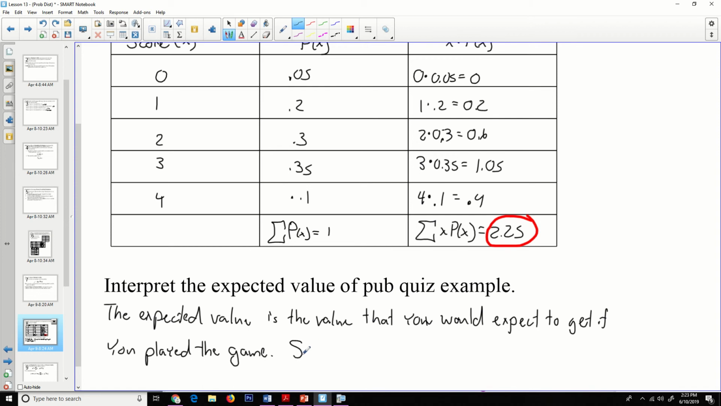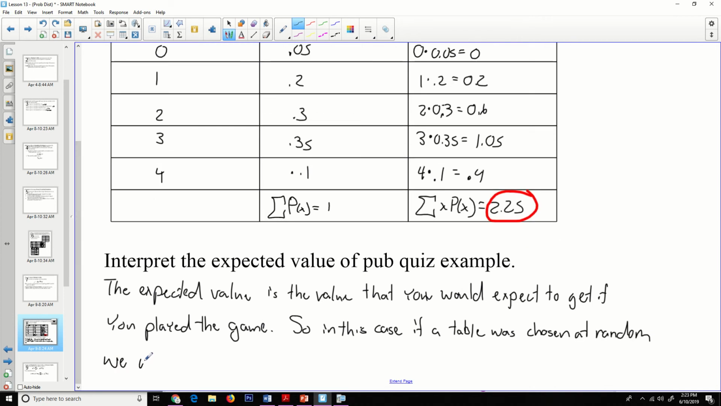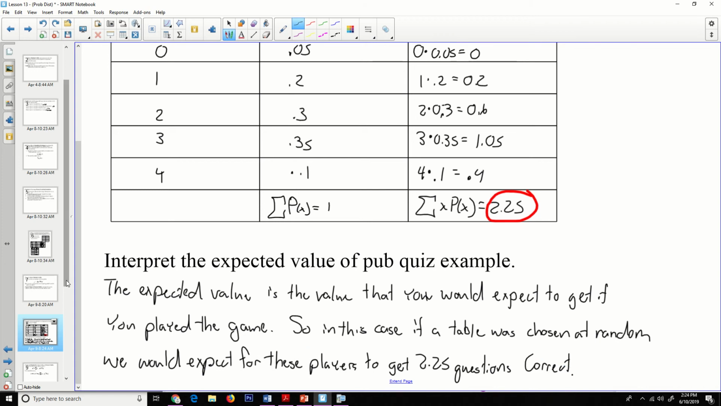And so in this case, if a table was chosen at random, we would expect for these players to get 2.25 questions correct. And we can do that with a number of different things.